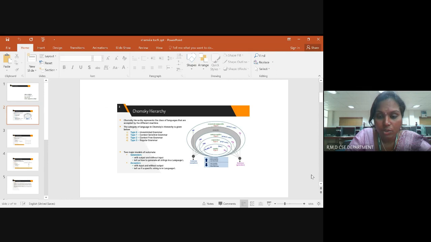Recursive enumerable means it's a Turing machine, an automatic acceptor. For example, an automatic micro oven, fridges, automatic on off. That kind of machine comes under the Turing machine.